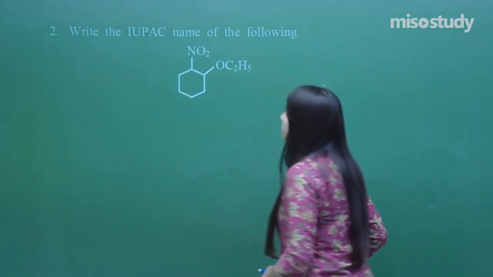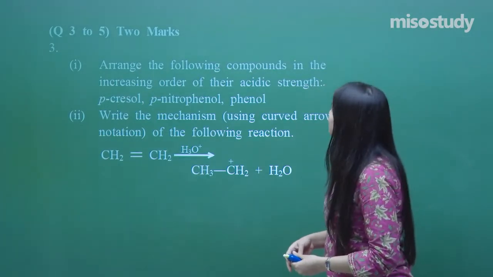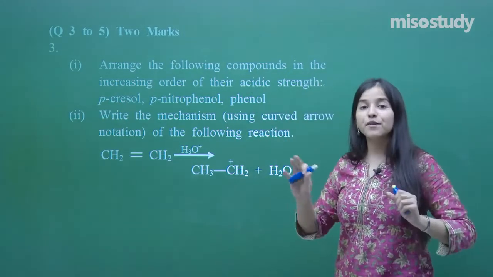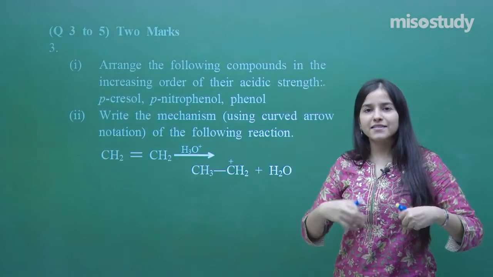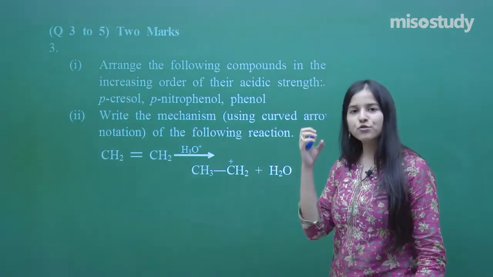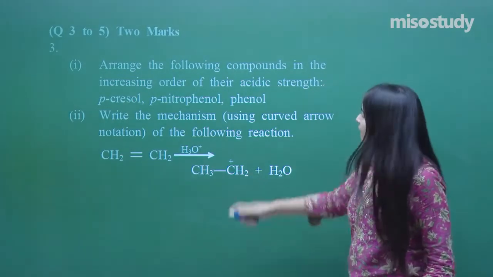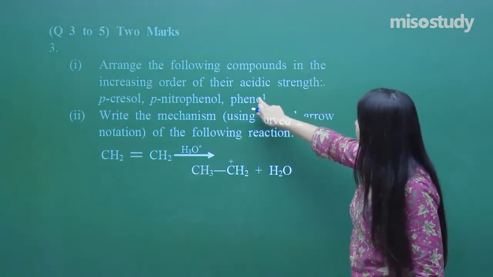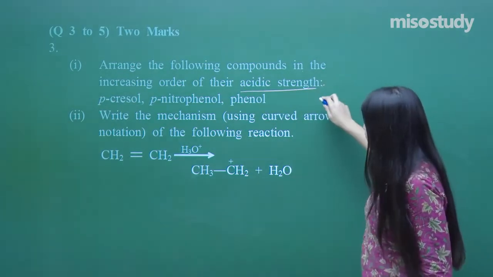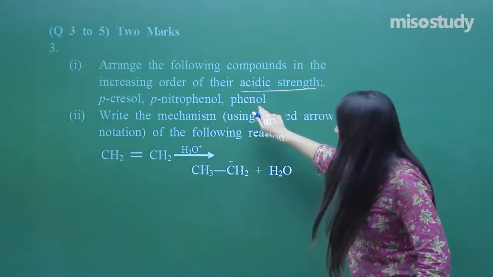Next one. Now question number 3 to 5, 2 mark question. Arrange the following compounds in the increasing order of their acidic strength. Again my favorites. Why? These acidic strength, basic strength questions are my favorites, because I just have to give a very proper reason for that and my work is done. Fine. So let's move on to the very first part. Increasing order of the acidic strength I need to find out. That means paracresol, paranitrophenol and phenol, right?